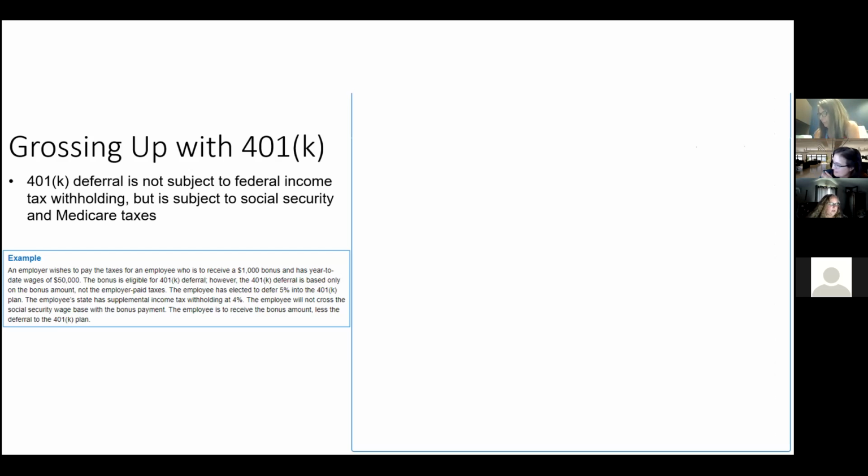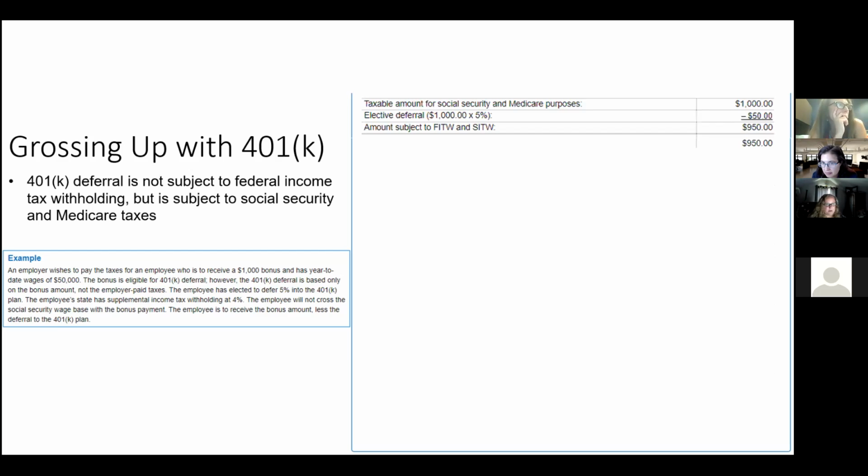So for example, an employer wishes to pay the taxes for an employee who receives a $1,000 bonus and has a year-to-date of $50,000. The bonus is eligible for 401k deferral. However, the 401k deferral is based only on the bonus amount, not on the employer paid taxes. The employee has elected to defer 5% into the 401k. The employee's state has supplemental income tax at 4%, and the employee will not cross the Social Security wage limit with the bonus payment. Yay, we don't have to take that into account. The employee is to receive the bonus amount less their deferral to the 401k.